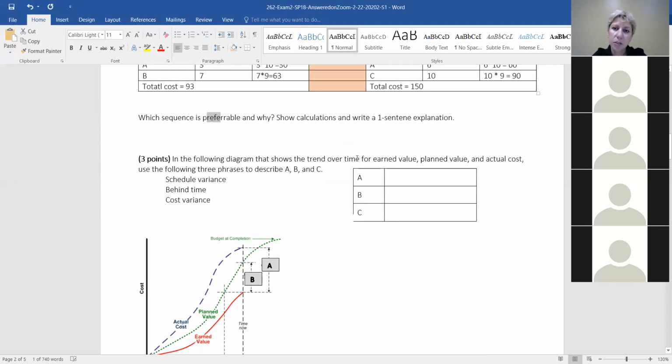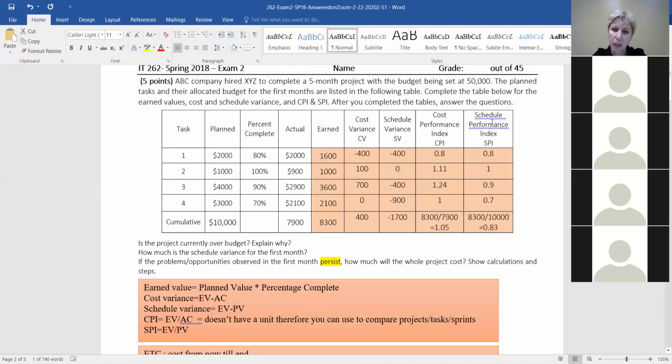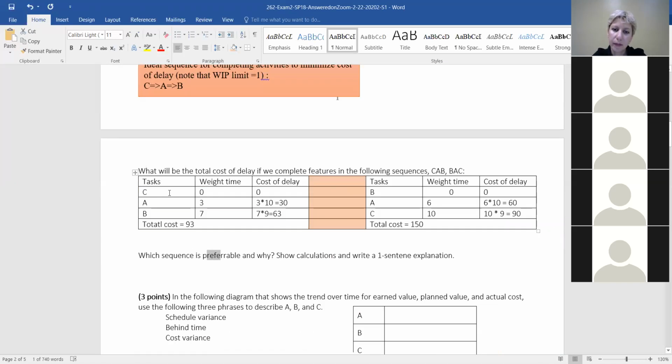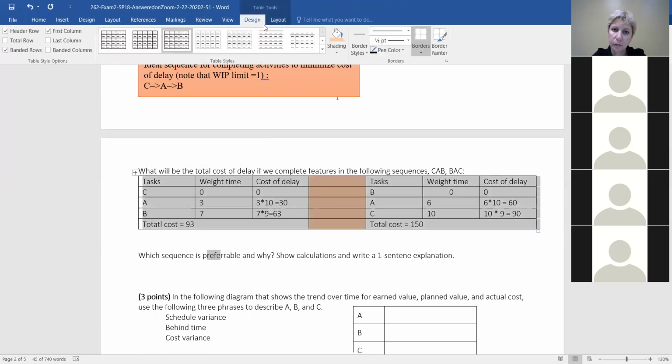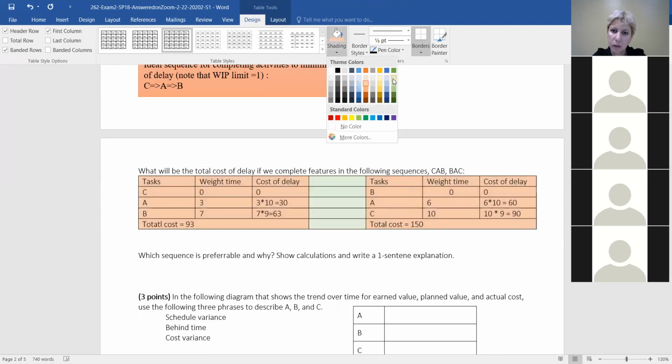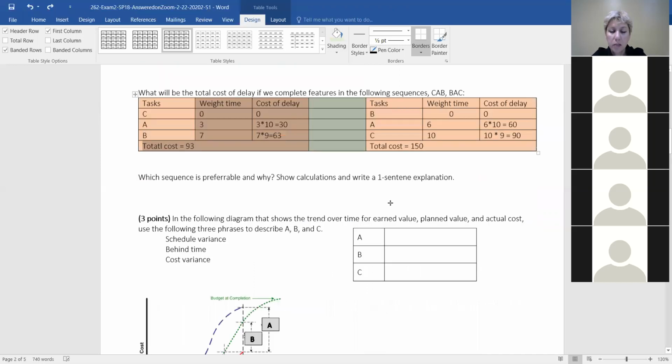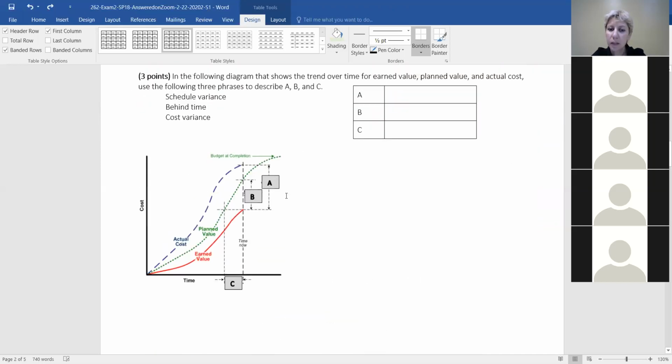So I'm waiting for suggestion. What question do we go to next? So we did earned value. We did weighted shortest job first. Maybe I should highlight the whole table and then put this one in another color and make it a little smaller. No, that's good. So everybody remembers how we did this one? Yes? Who wants to explain it again?